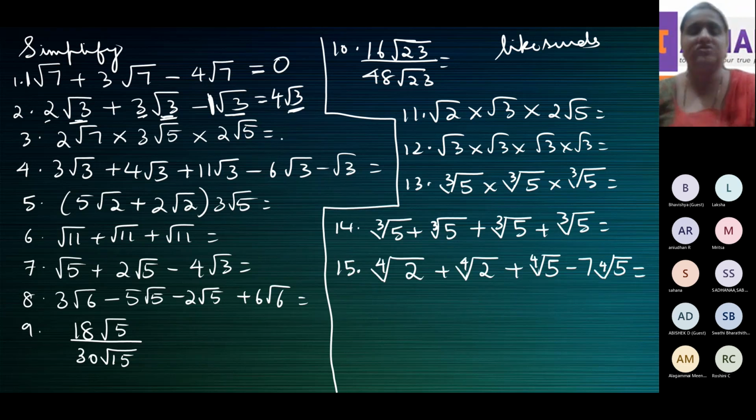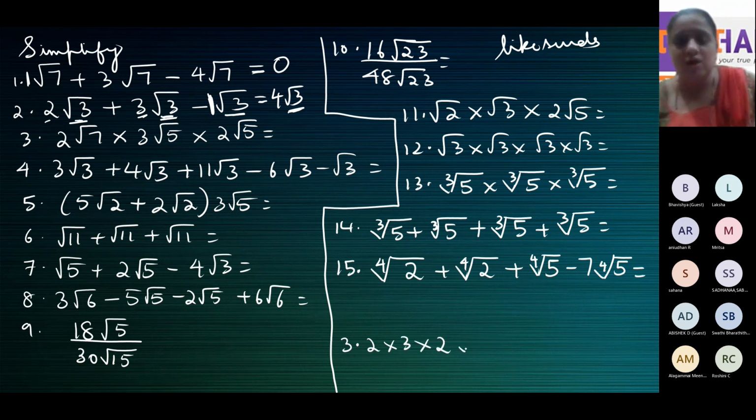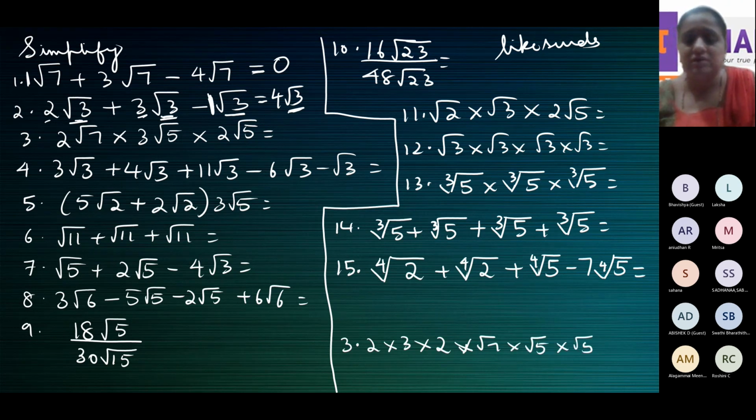Next one. Who wants to say the next one? It's a product. So it's okay if they're like or unlike. 60 root 7, ma'am. How much? 60 root 7. Okay. So let's see the third one here. So how do you multiply? 2 into 3 into 2, then into root 7 into root 5 into root 5.